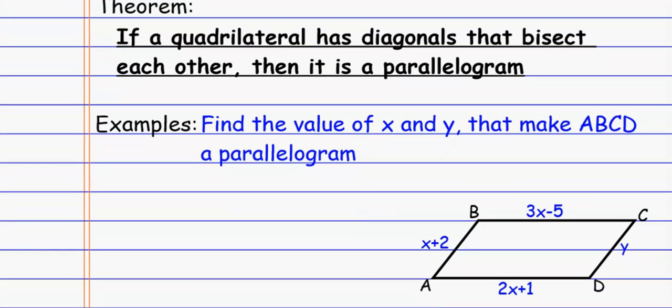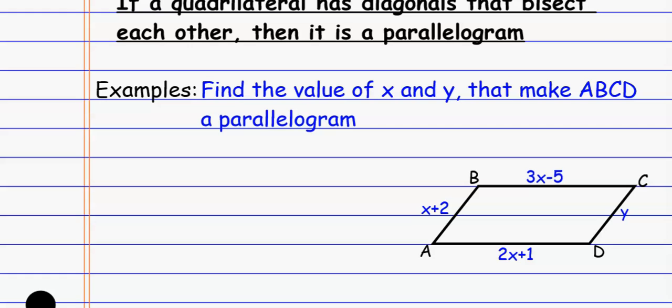If I looked at something like this, it says, find the value of x and y that make ABCD a parallelogram. I don't know if this is a parallelogram, but what values would make it a parallelogram? Well, if opposite sides are congruent, it would make the thing a parallelogram. So if y were to equal x plus 2, and if 2x plus 1 were to equal 3x minus 5, then that would make this thing a parallelogram because it would make the opposite sides congruent. It's the same questions we've been answering, but just from a different perspective.